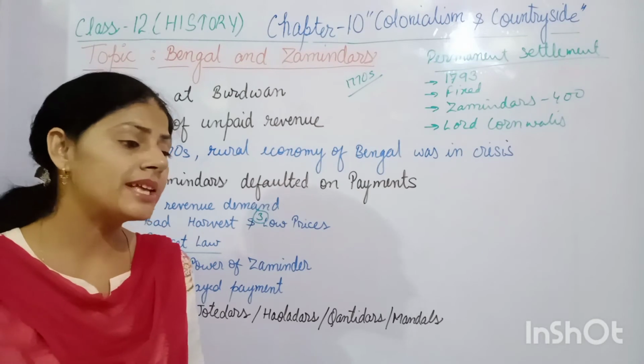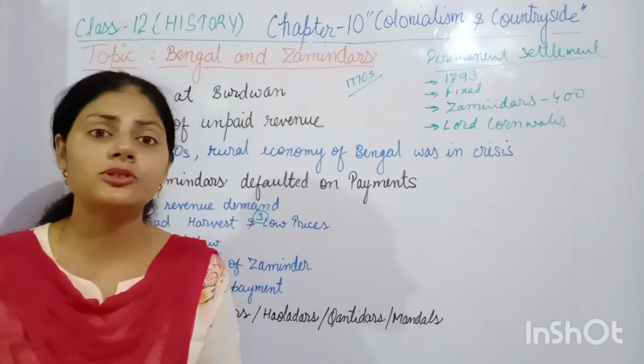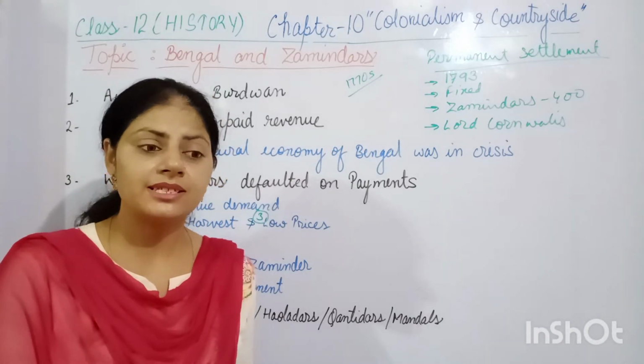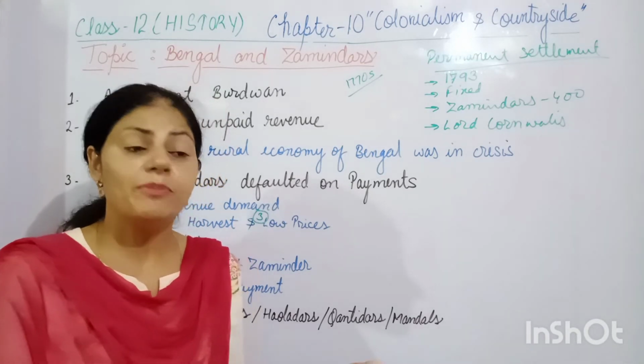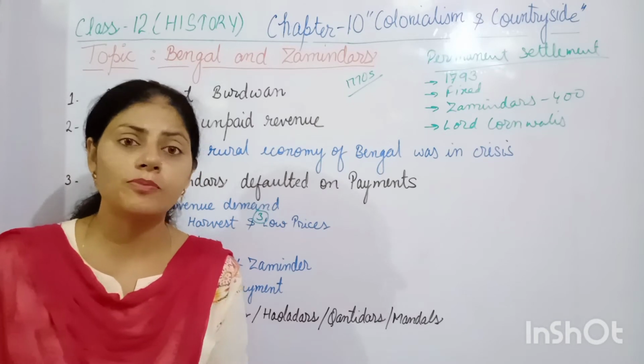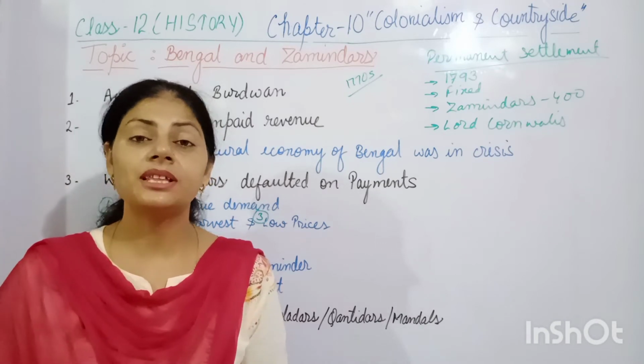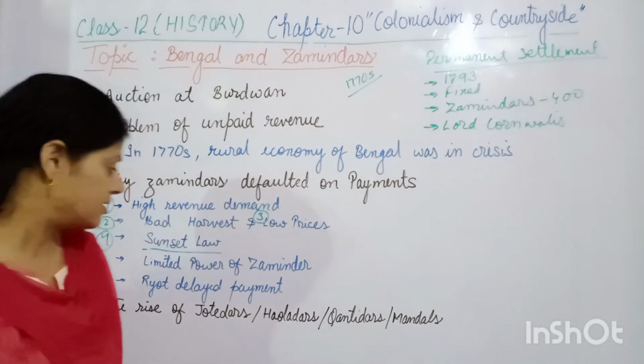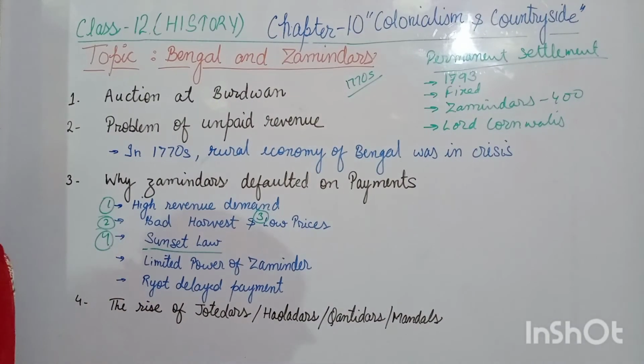Yes, sometimes the peasant couldn't pay the rent to the zamindar because the harvest season had not come. And before harvest, how can they pay the rent? And if the zamindar doesn't get the rent, how can he pay the revenue to the Britishers? So this was also the reason why the zamindar couldn't pay the revenue.